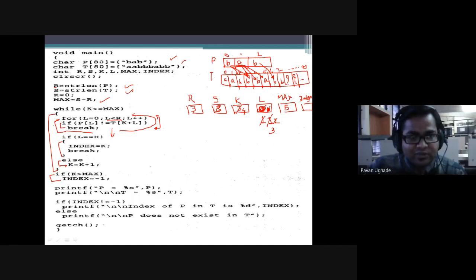Up to where? As far as its scope is. So the next line it will execute. It will check whether L equals R. L equals R. True. Very good. It will go inside this.